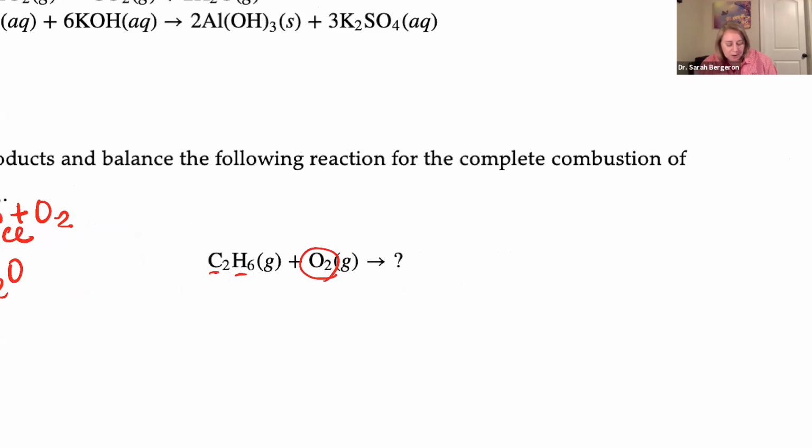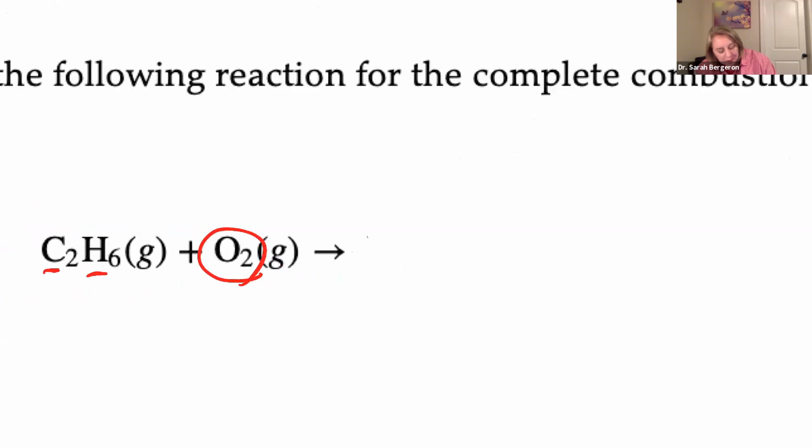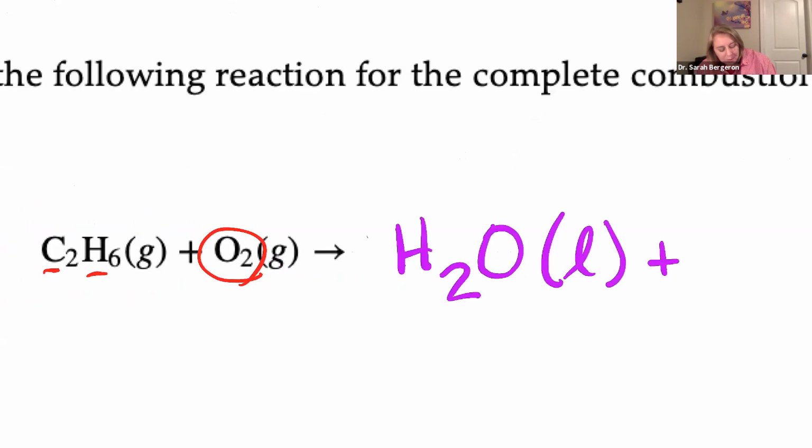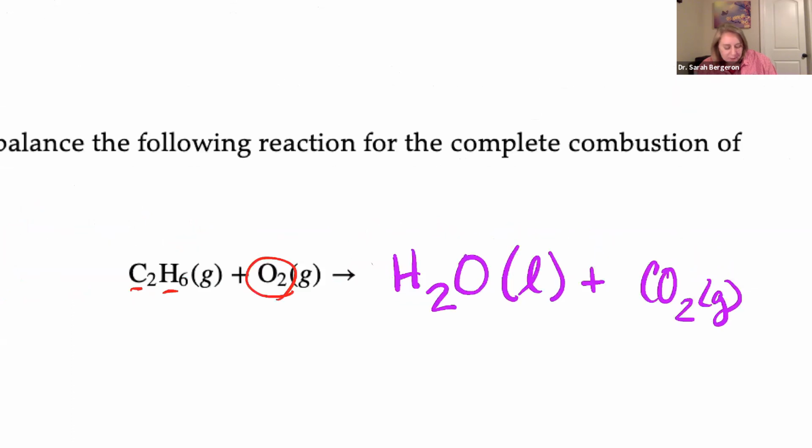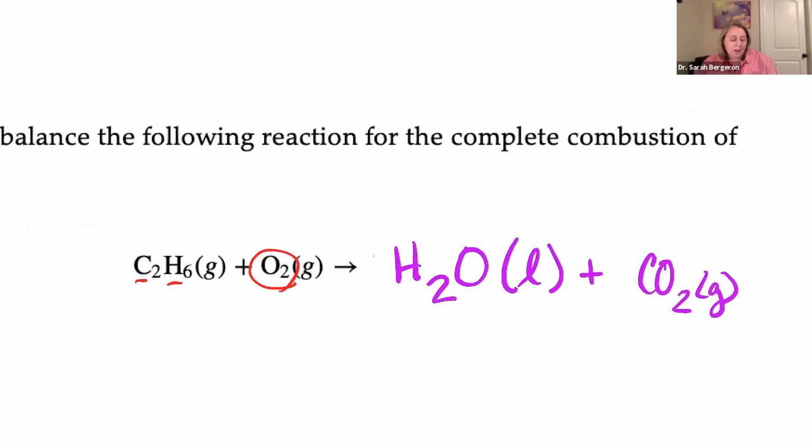So let's balance our chemical equation here. I'm going to get rid of my question mark. Okay, now I can write. I'm going to make water, and water is going to be a liquid, plus I'm going to make CO2, and CO2 is a gas. Okay, so when I look at this, I want to balance my carbons first. Remember our order to balance is CHO, okay?